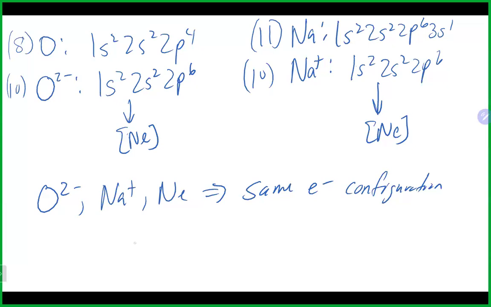That is what is known as being isoelectronic with each other. Something that is isoelectronic has the same electron configuration. By the way, this is also the basis of bonding. What did oxygen do by gaining 2 electrons? It became the same electron configuration as the noble gas.